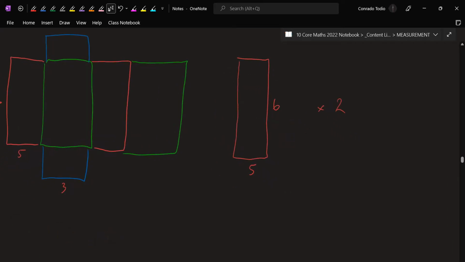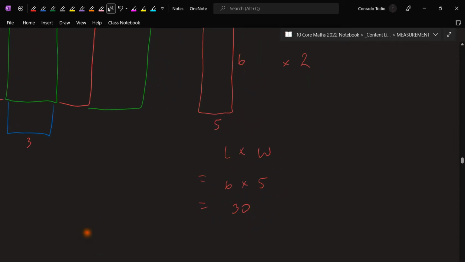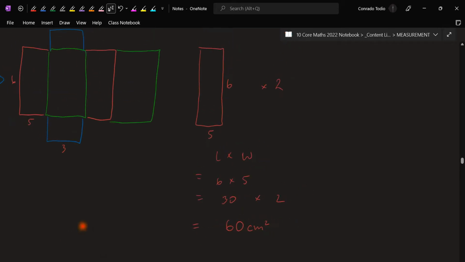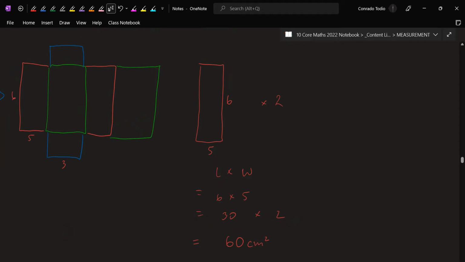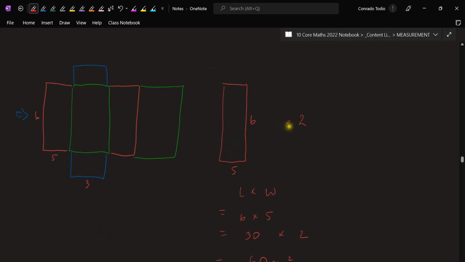So remember, for a rectangle, the area is length times width. So it's going to be 6 times 5, which equals 30. But remember, because there's 2, you've got to multiply it by 2. So 60. So, 60 centimeters squared. Because 6 times 5 is 30. Okay, and I'm multiplying it by 2 because there's 2 rectangles.